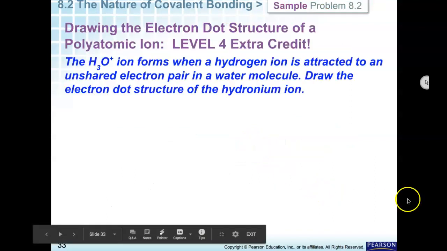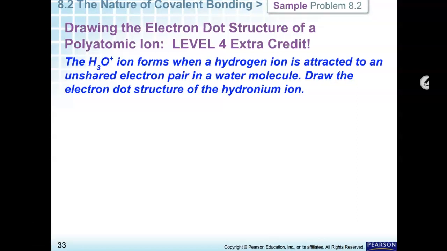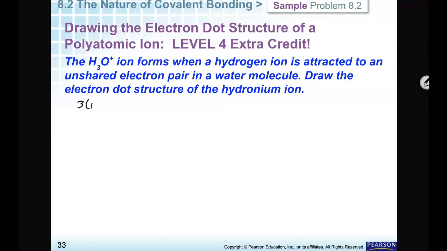So let's try one. We're going to look at the hydronium ion. First step, like usual, we're going to total up our valence electrons. I have 3 hydrogens, valence electron 1 for hydrogen, and 6 for oxygen. Since it's a +1 charge, I'm going to subtract an electron. Electrons are negative, so it makes sense you subtract an electron. So I end up with 8 valence electrons to work with. Terminal atom is always hydrogen, so you've got oxygen in the center.